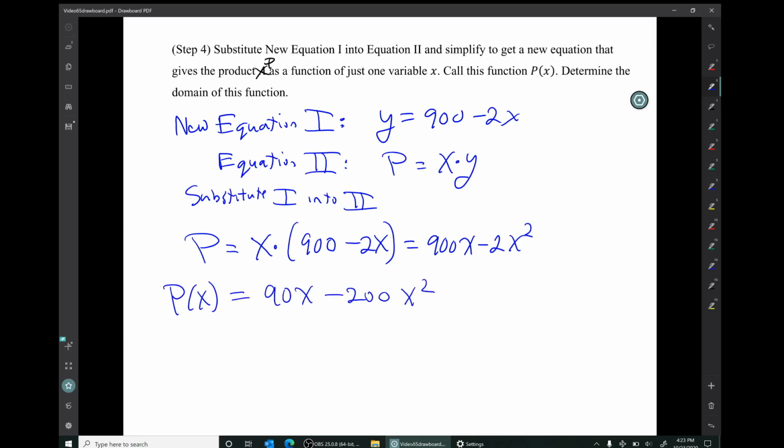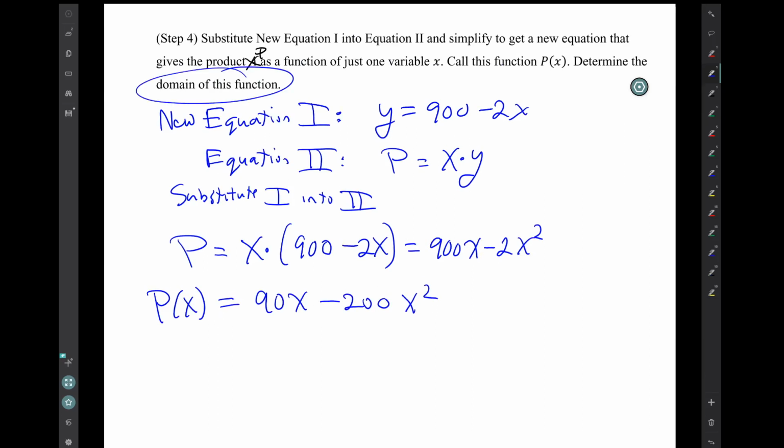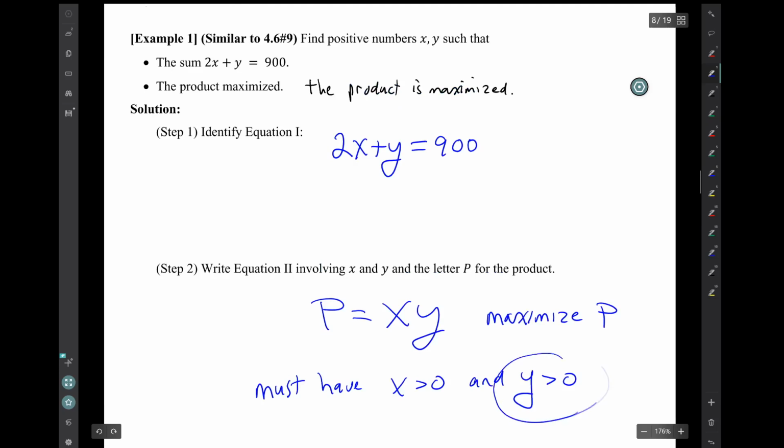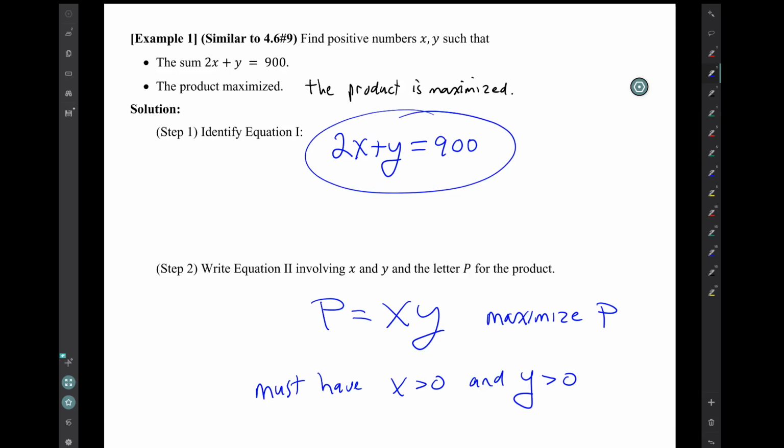Now, there's the function. We have to figure out the domain of this function. Clearly, we know that x has to be greater than 0. But we also know that y has to be greater than 0. X has to be greater than 0 and y has to be greater than 0. What's the relationship between x and y? It's this. So we know that y has to be greater than or equal to 0 in that equation, and x has to be greater than or equal to 0.